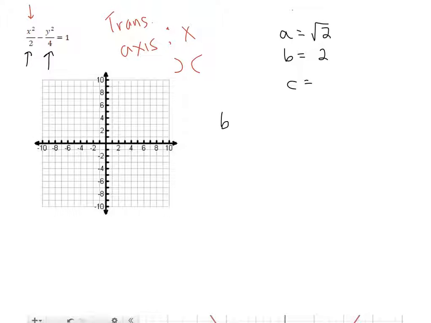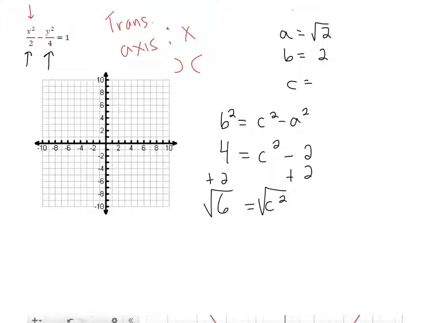So for c, again, I know b squared equals c squared minus a squared. Remember that for hyperbolas, it's the opposite of an ellipse. So b squared is 4 equals c squared minus the square root of 2 squared, but the square root of 2 squared is just 2. So I can add 2 to both sides, and I'll get 6 equals c squared. And so when I take the square root, c is equal to the square root of 6.